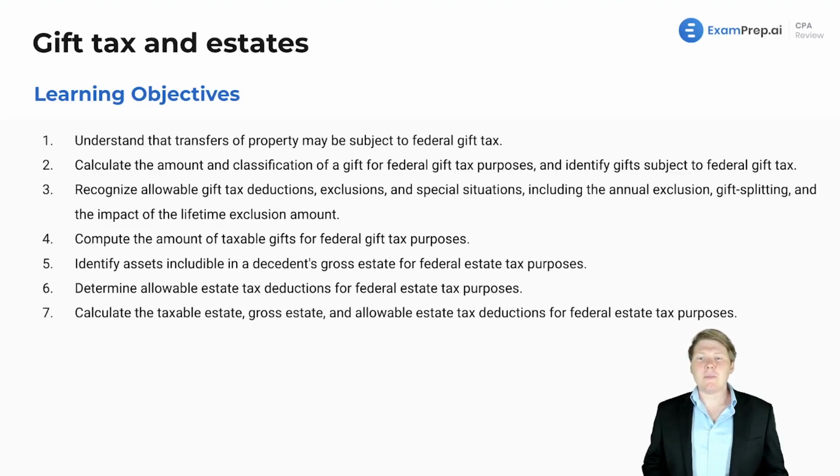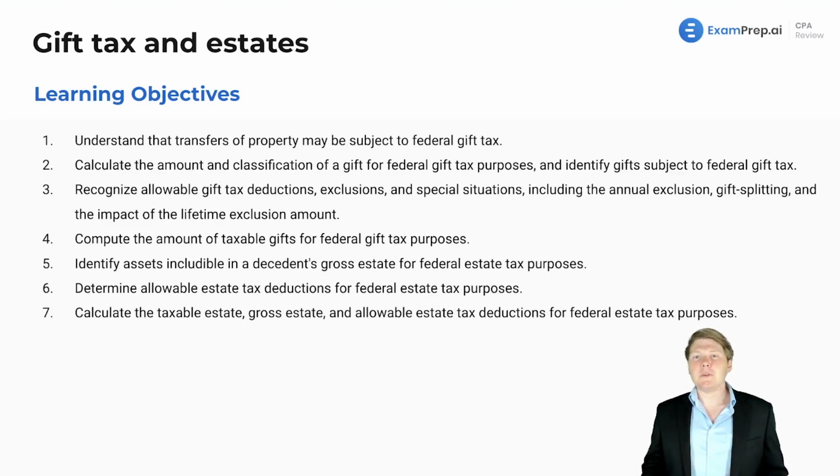We want to calculate the amount and the classification of a gift for federal gift tax purposes and identify any gifts that would be subject to federal gift tax. Just as a note, there is a federal gift tax exclusion, which you see in point 3. That is going to change year to year. That will be in the resources provided. Please make sure you memorize that current amount.